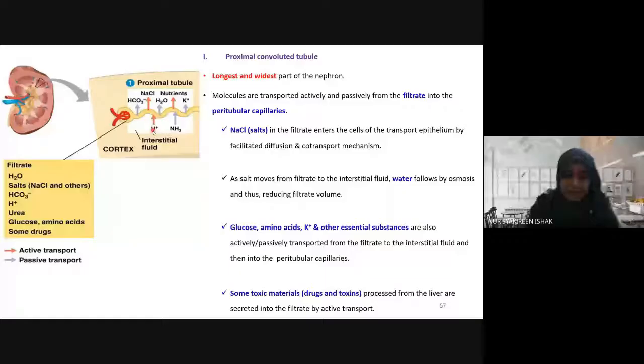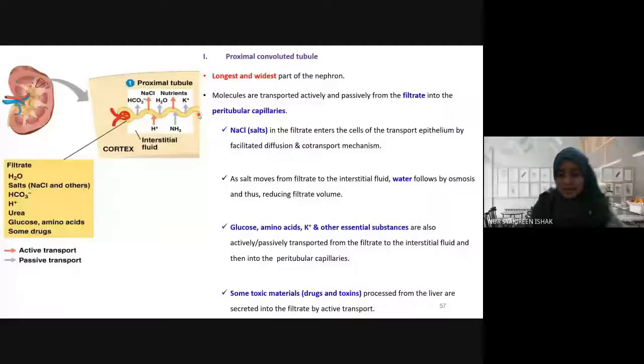The substance that will be secreted into the filtrate will be hydrogen ions and also ammonia. Okay, so hydrogen ion, you don't want excess hydrogen ion in your blood. Why? Because this will cause your blood to be acidic. So the excess hydrogen ion has to be removed from your blood and excreted through the formation of urine. Okay, so secrete masuk ke dalam filtrate jadi urine nanti.